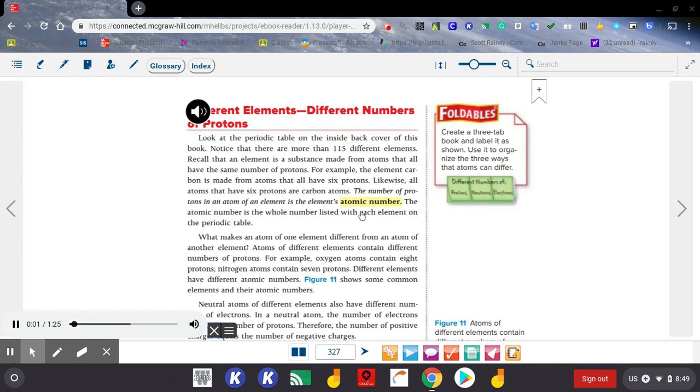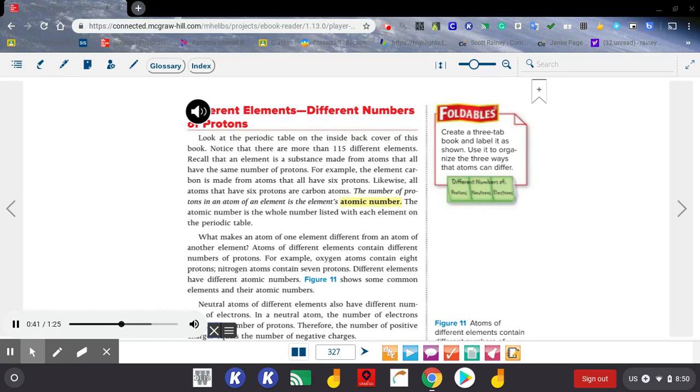Different elements, different numbers of protons. Look at the periodic table on the inside back cover of this book. Notice that there are more than 115 different elements. Recall that an element is a substance made from atoms that all have the same number of protons. For example, the element carbon is made from atoms that all have 6 protons. Likewise, all atoms that have 6 protons are carbon atoms. The number of protons in an atom of an element is the element's atomic number. The atomic number is the whole number listed with each element on the periodic table.